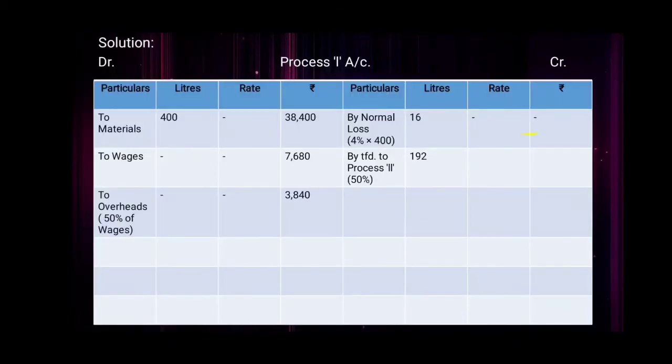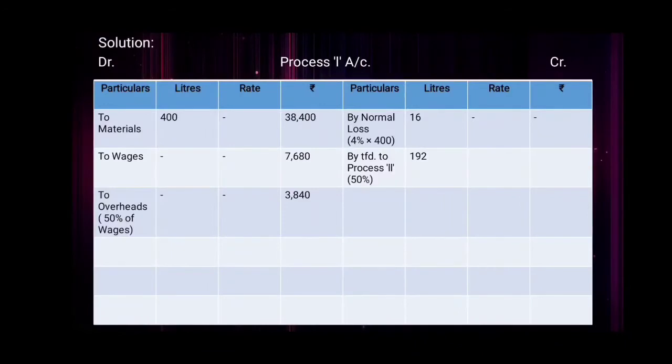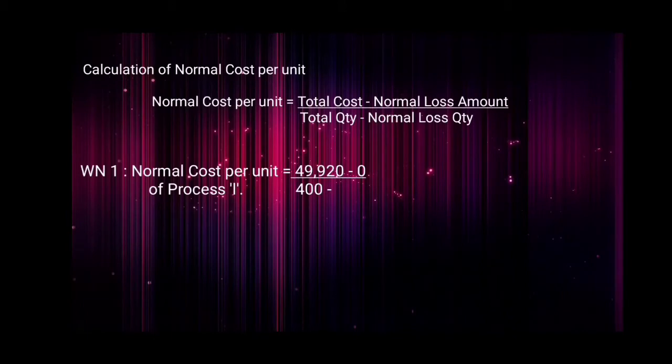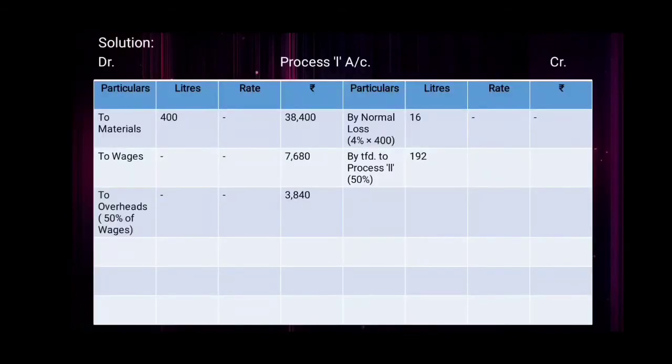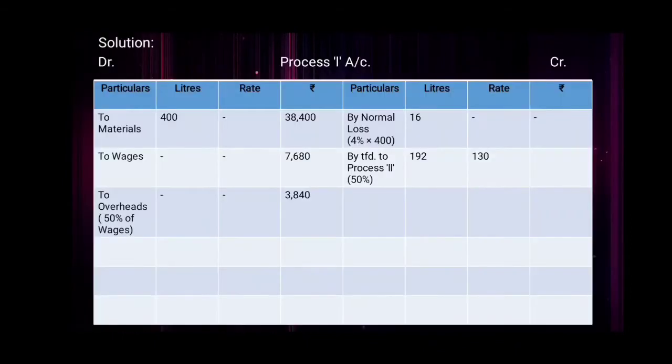So the normal loss amount is nil. 0 divided by total quantity. So the total quantity is 400 minus normal loss quantity, which is 16 liters, which is equal to rupees 130 per unit. So we'll record the rate 130. Total amount will be 24,960.